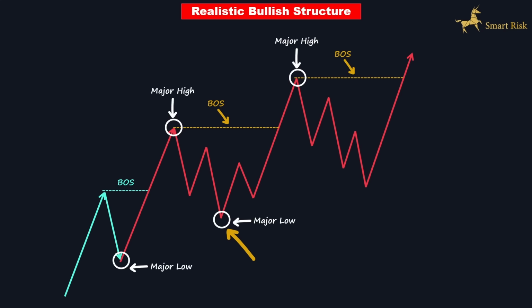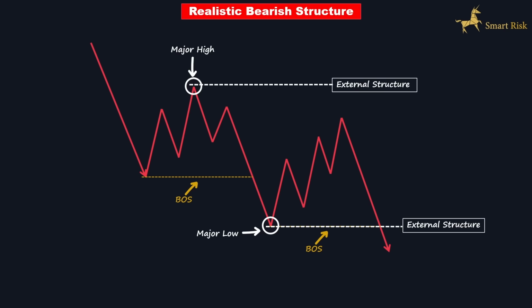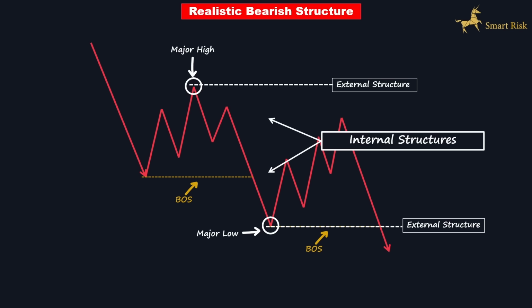Moving on to the bearish scenario, which is simply the same as the bullish scenario, initiating the bearish wave leading to a break of structure. Additionally, we have a major low, marking the lowest point the price reached after the break of structure. These two structures, the major high and low, constitute our external structures, while everything formed between them is considered internal structures.